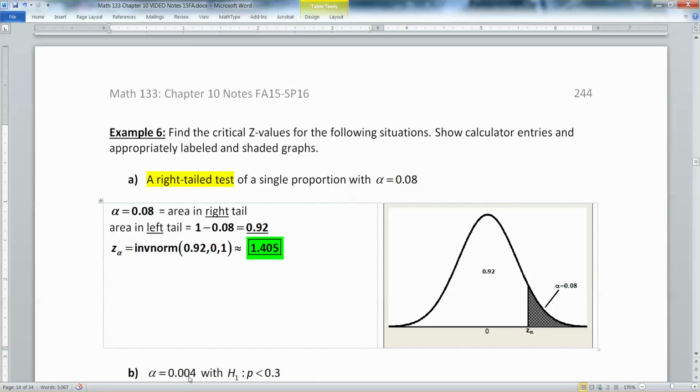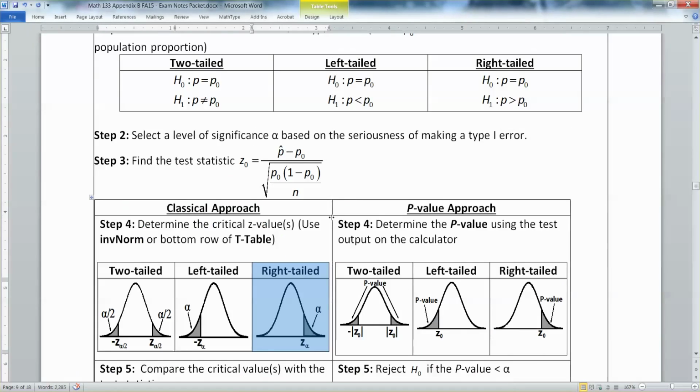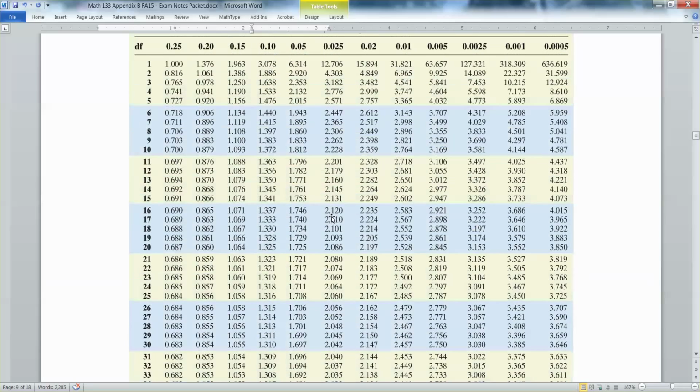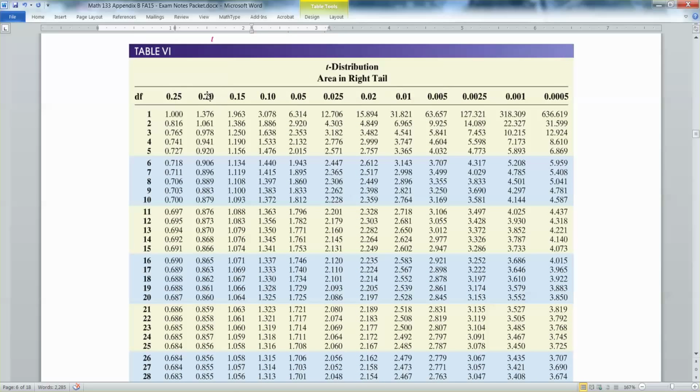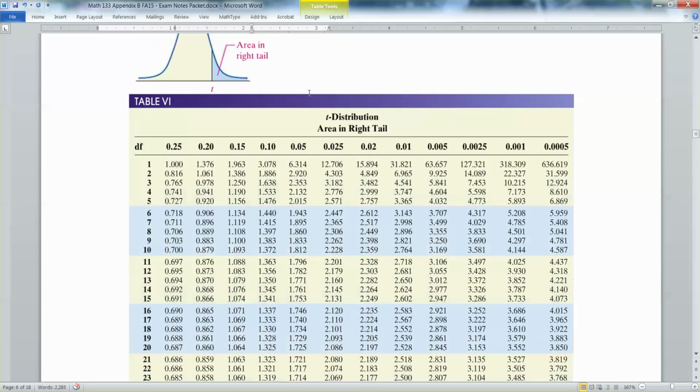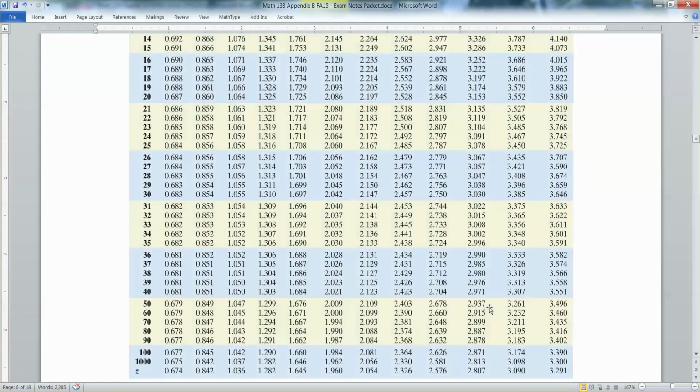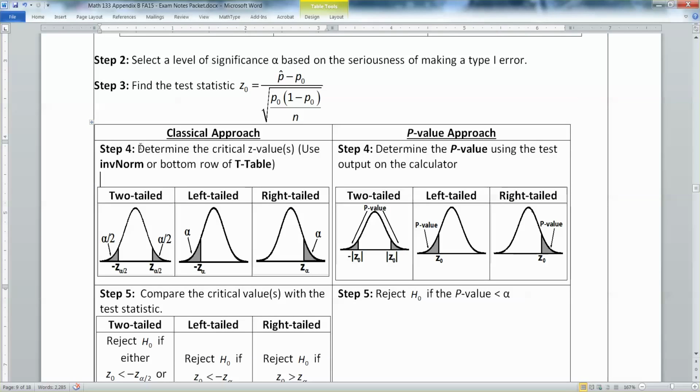Done. Now, the thing about the t-table is that it's an option for you, but it's only an option if 0.08 is in the table, which it's not. So when you look here at the table values that are available to you, 0.20, 0.15, 0.10, and so on, 0.08 is not one of them. And of course, neither is 0.92. That means you can't use the table on this one. The table is great, but it only works for some of them. That's why in the appendix later on, down here it says use inverse norm or the bottom row of the t-table, because sometimes you can't use the bottom row of the t-table, unfortunately.